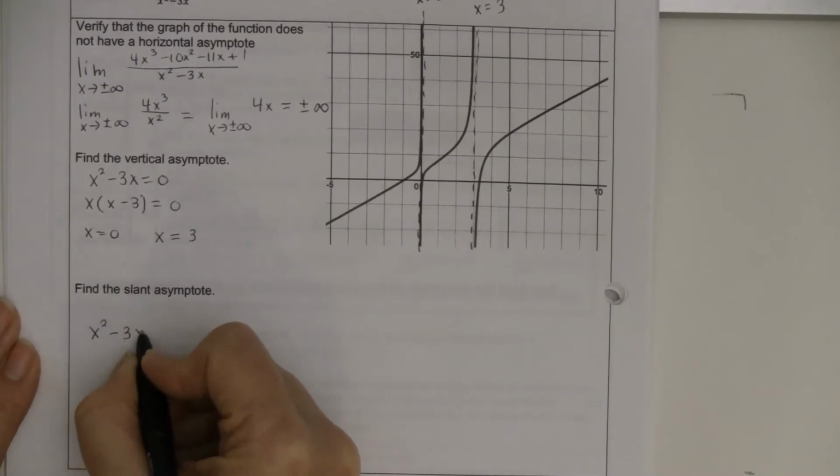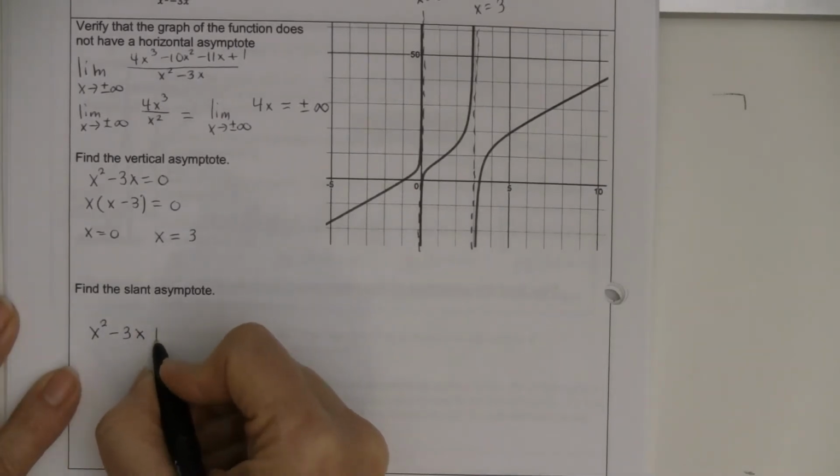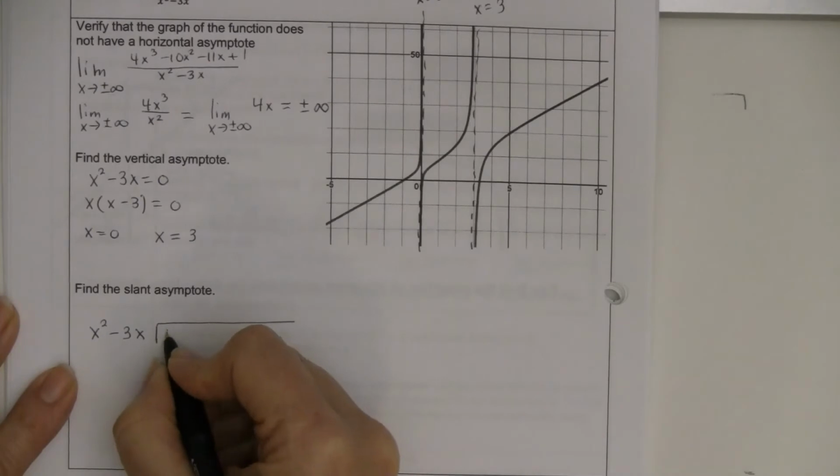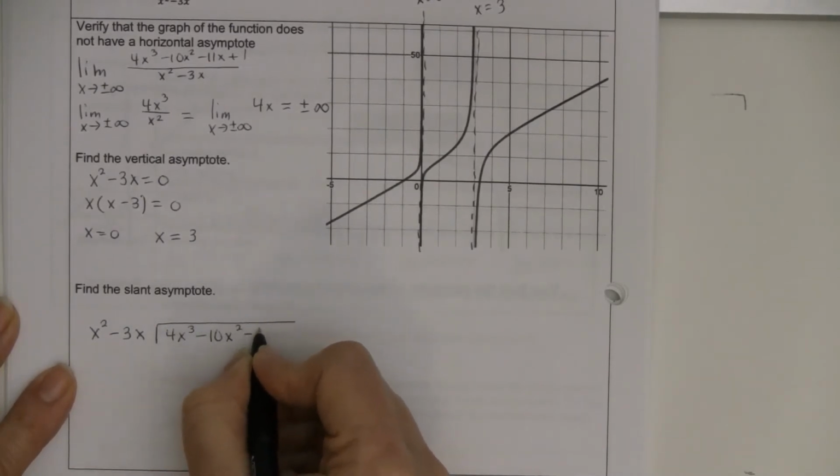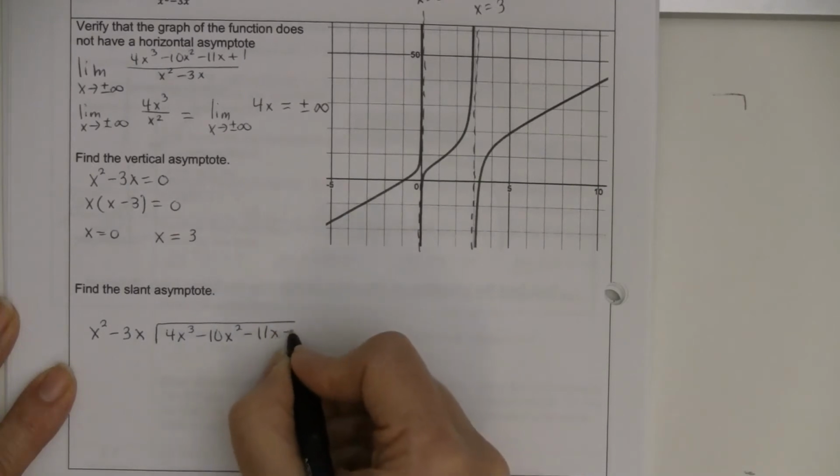So I'm going to divide in here x squared minus 3x into 4x cubed minus 10x squared minus 11x plus 1.